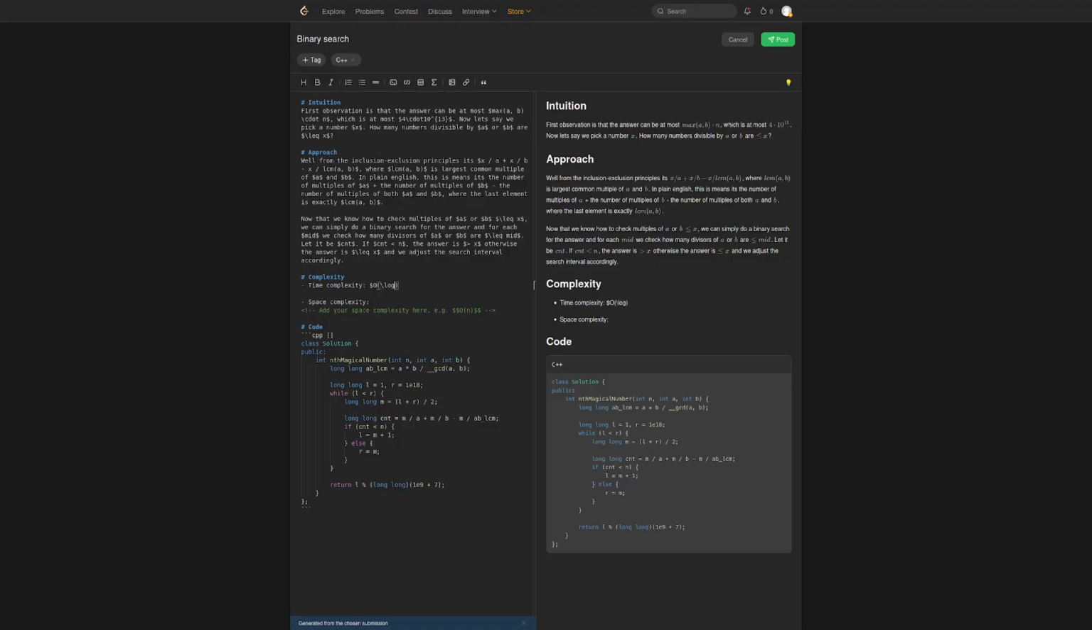Okay, so that's log of n times max of A, B, which is log n plus log max A, B. I think that works. That's fair.